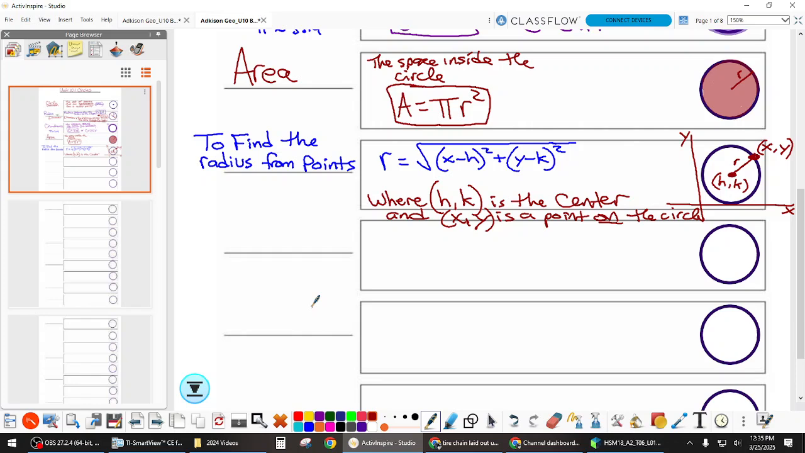Everybody good on where this stuff's coming from? So if I handed you a piece of graph paper and you drew a circle, then we could find the point on the circle, we could find the center, and then we could find the radius, right? I mean, that's one way of doing this. Alright, well, here's the equation of a circle then.